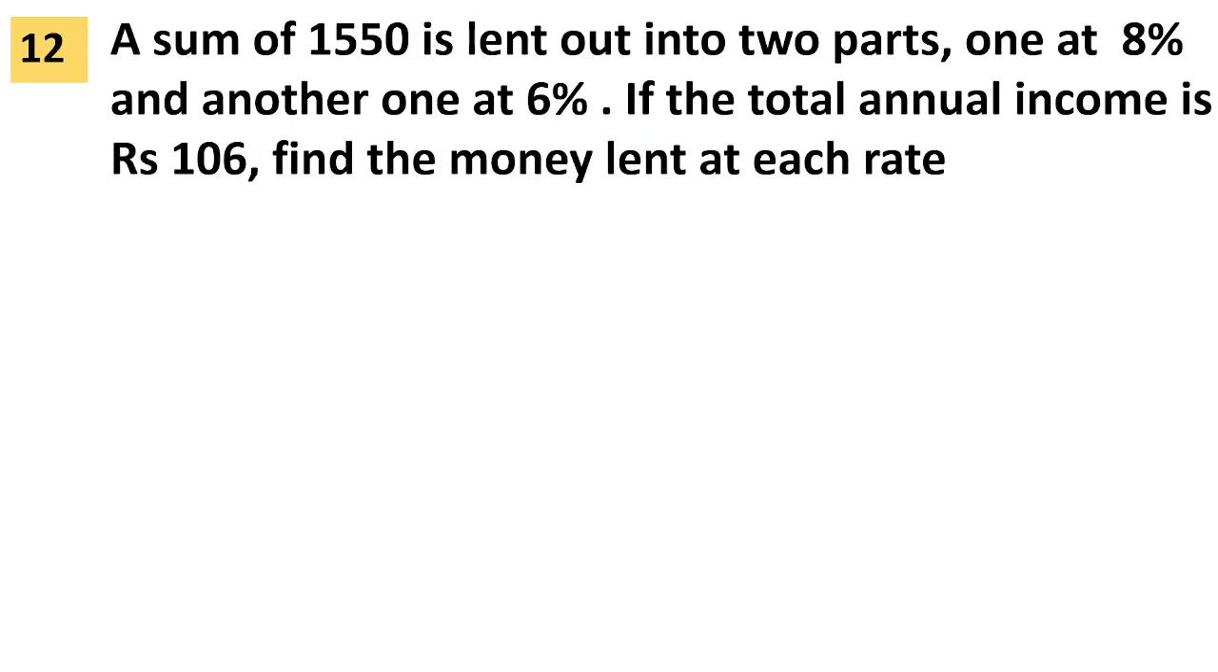Okay, next question. A sum of 1550 is lent out in two parts, one at 8% and another at 6%. If the total annual income, see, total means we have to add, is 106, find the money lent at each rate. This problem can be solved by taking two variables or by taking one variable. So we are going to solve this by one variable.